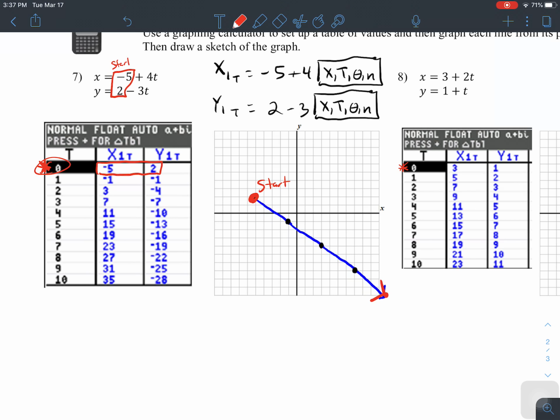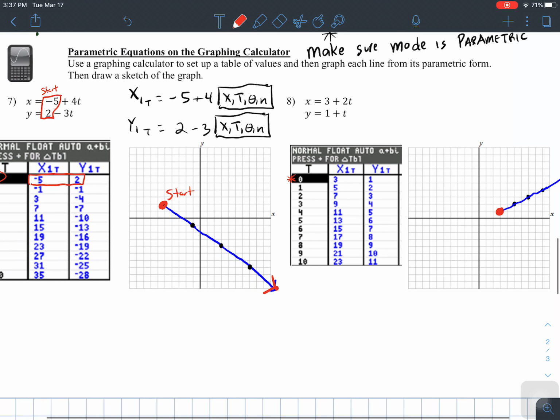Negative 5, 2. That's kind of like your y-intercept. You think slope-intercept form, the constant is your starting point on the y-axis. Maybe the constants are the starting point for our parametrics. Well, let's check it out in number 8. If I look at number 8, there's my starting point right here, and my constants are 3, 1. And yep, that is my starting point, 3, 1. So that is very interesting, that the constants of your parametric give you the starting point of your ray.